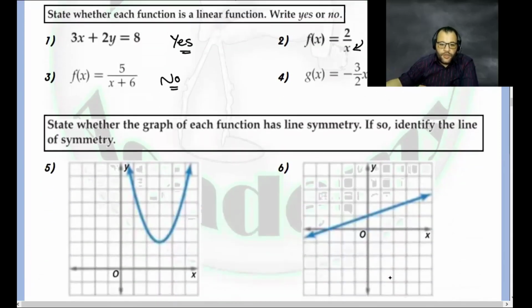No, sir. Okay. So we need to say whether the graph has a line of symmetry. The line of symmetry must be a vertical line. Then we need to identify the line. We need to check for number 6: the equation has a line of symmetry. Do you know what is the meaning of a line of symmetry? It divides the shape into two equal parts, into equal halves.